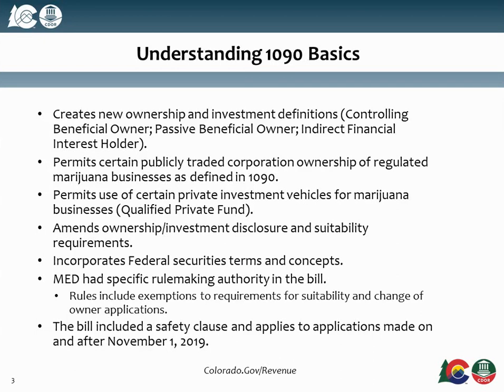It's also important to note that House Bill 1090 provided specific rulemaking authority to the Marijuana Enforcement Division. One of those areas of rulemaking included exemptions to requirements for suitability and change of owner applications. Finally, the bill included a safety clause making it effective upon signature and provided that it applied to applications on and after November 1st, 2019.